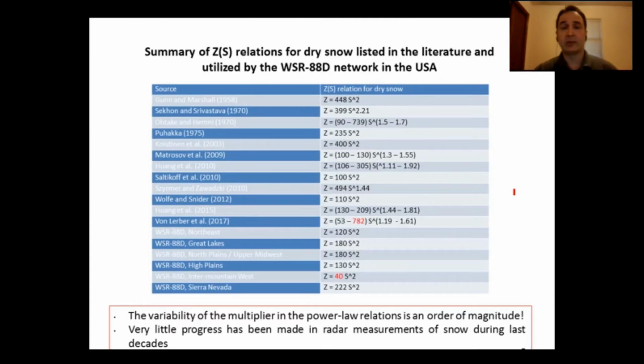So I'll start with the table showing a multitude of Z-S relations listed in the literature and used by the WSR-88D community in different parts of the United States. The variability of the multiplier in these power law relations is an order of magnitude, as you can see from these red highlighted multipliers here. And it is not clear which relation should be used in any particular situation. This is why little progress has been achieved for radar snow measurements after the introduction of weather radars.